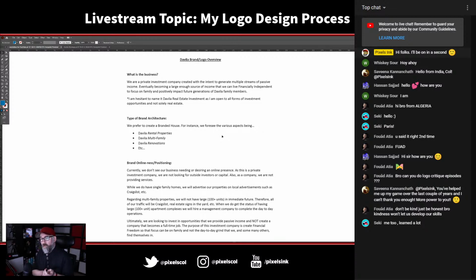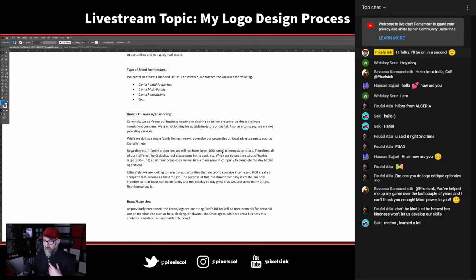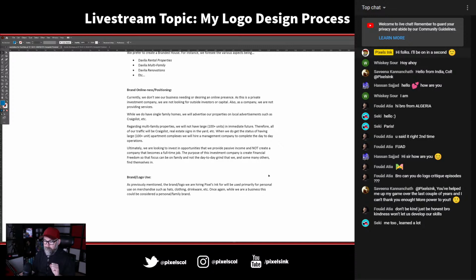So we agreed that it would be a branded house, so it would be Davila Rental Properties, Davila Multifamily, Davila Renovations. And as we got speaking about it, getting towards the end, it turned out that in the first instance, what Jason was looking for was something for his family name. So almost like a family logo, which would then be used for the business. And so that was really interesting for me, to develop a logo that was more for family members.